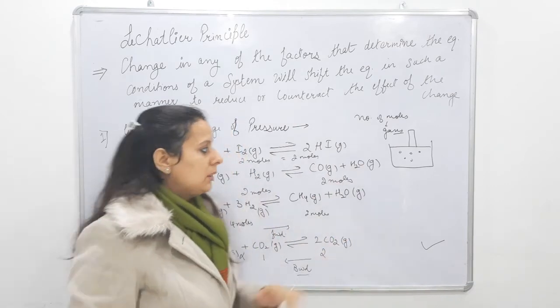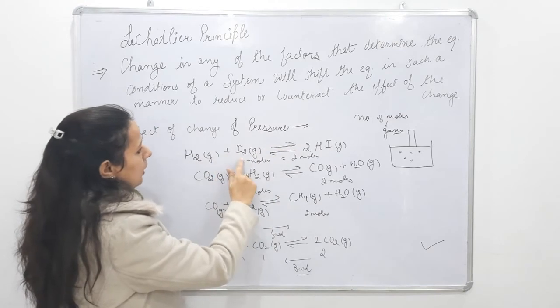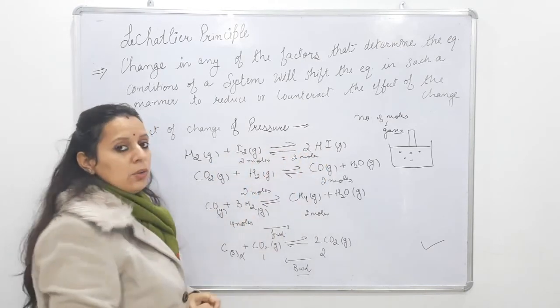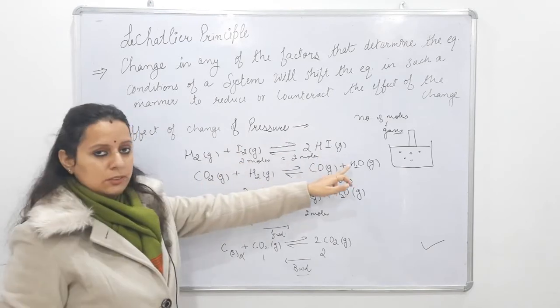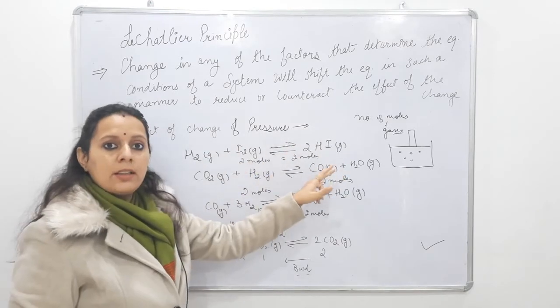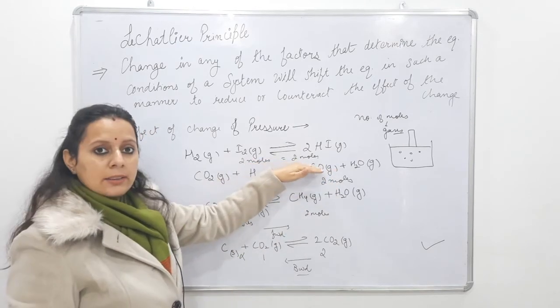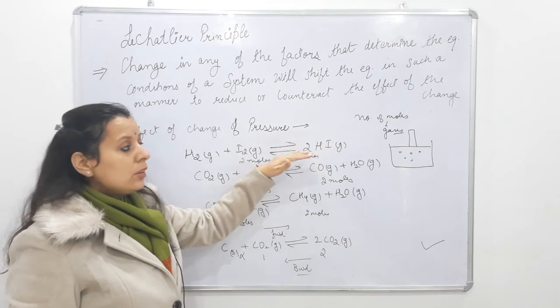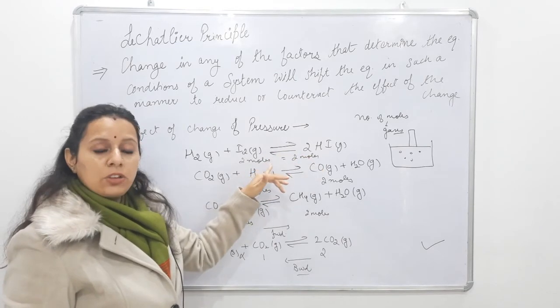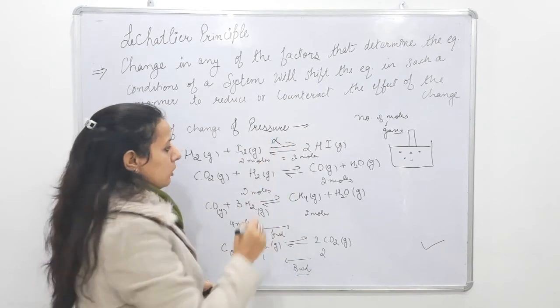Let us take some examples. I have taken this example: hydrogen plus iodine gives 2HI. Here you can see all are in gaseous states, right? On this side there are 2 moles, and on the other side there are also 2 moles. So the number of moles on the right-hand side and left-hand side are equal, so there will be no effect of change of pressure.